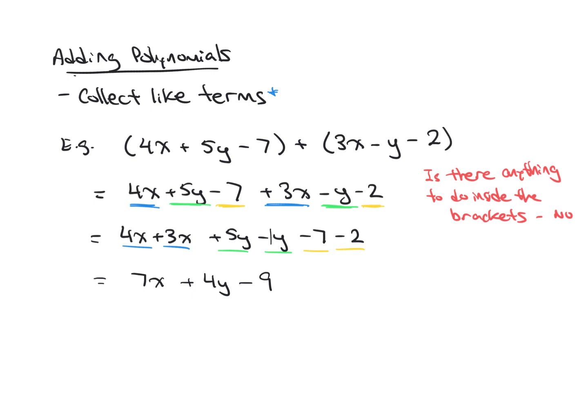You have to remember your integers. You start at negative 7, and you go even more negative by 2, you end up at negative 9. So this last line here is my final answer. There's nothing more to simplify there. I've got an x term, a y term, and a constant term. Okay, so that is collecting like terms. I'll do a second example of adding. So we may have something like this.